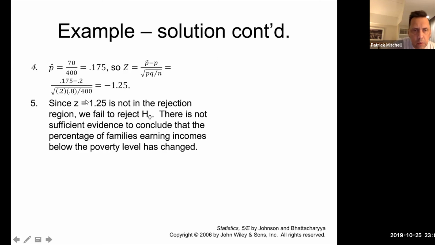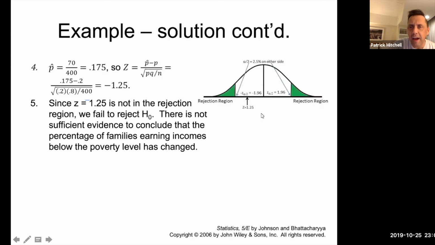Since z equals negative 1.25 is not in the rejection region, and you can see that right here. I actually found this picture on Google Images, and that is also missing the negative. That is so weird. They made the same mistake I did.